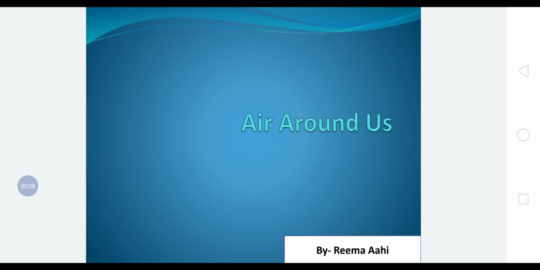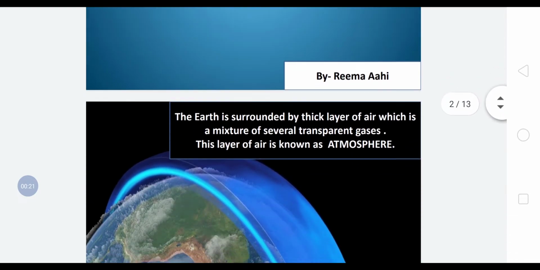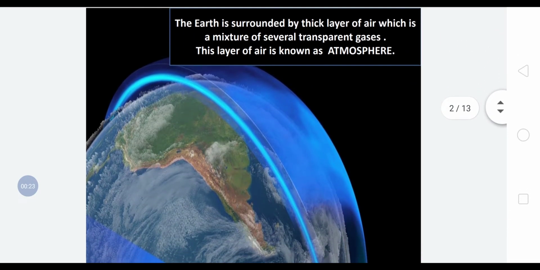Now today in this video we will learn about the air around us, which is our geography chapter number 4. So let's start the learning. Now you can see, children, the earth, which is surrounded by a thick layer of air, which is a mixture of several transparent gases. And this layer of air is known as atmosphere.